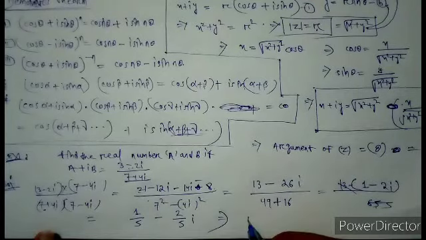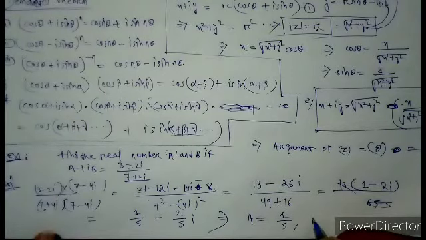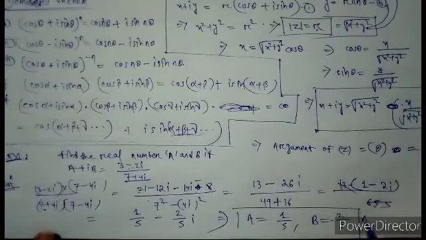So the real part, that is a, is equal to 1 upon 5, and the imaginary part, that is b, is equal to minus 2 upon 5. So this is the answer.